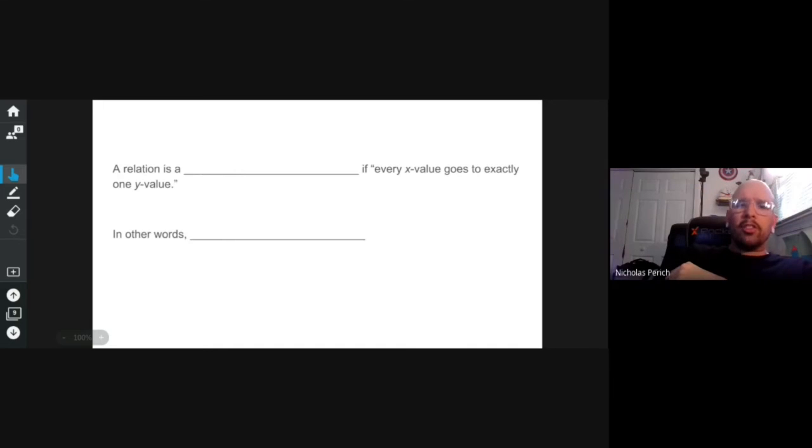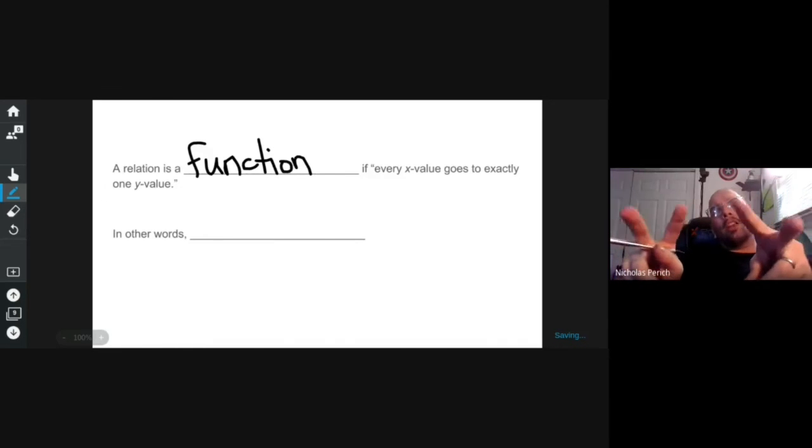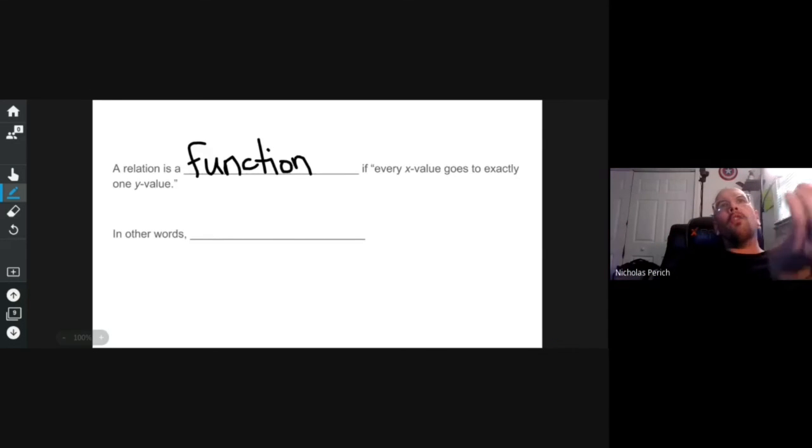Now this is going to sound awful. The definition is awful. A relation is a function if every x value goes to exactly one y value. That's an awful, awful sounding definition. What does that mean? I give you a bunch of points, or we draw two bubbles and we have arrows going everywhere. It's a mess. So what the heck is every x value goes to exactly one y value?